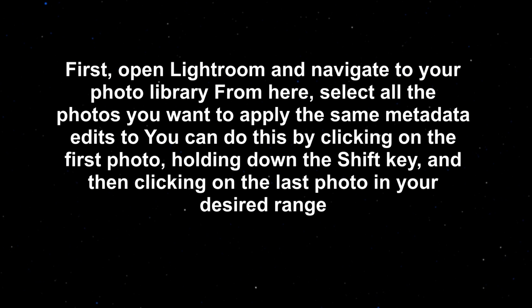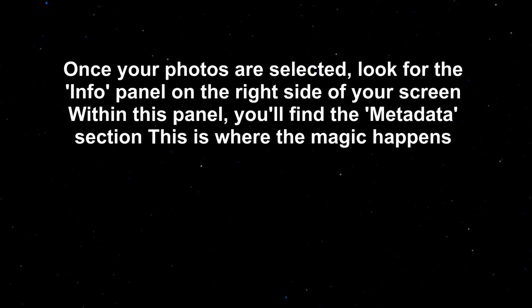You can do this by clicking on the first photo, holding down the Shift key, and then clicking on the last photo in your desired range. Once your photos are selected, look for the info panel on the right side of your screen. Within this panel, you'll find the metadata section. This is where the magic happens.